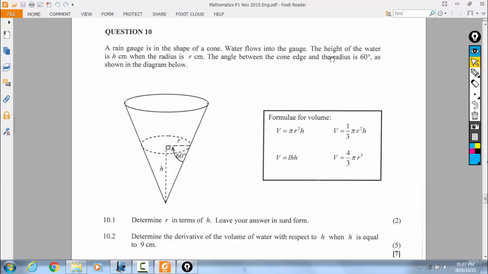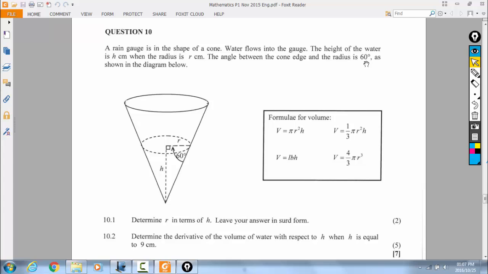So question number 10 starts with, it says a rain gauge is the shape of a cone. Water flows into the gauge and the height of the water is h centimeters when the radius is r. As the water increases, the height of the water increases, and the cone is going to get wider and wider. So obviously the height of the water and the radius are dependent on each other. It says the angle between the cone edge and the radius is 60 degrees, as shown here.